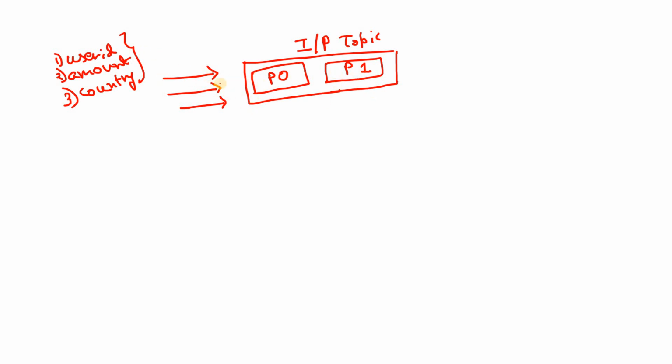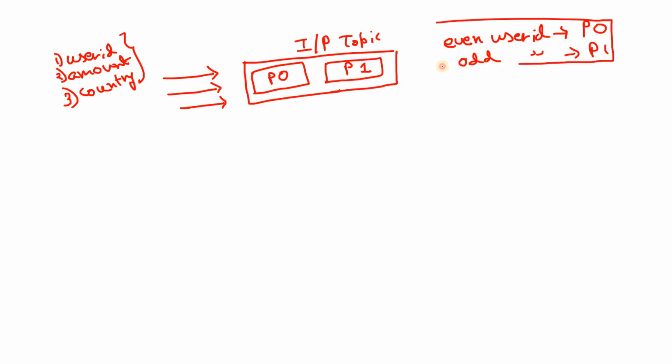In the producer, the code to partition the data is written such that if the user ID is even, it will go to the P0 partition, and if the user ID is odd, it will go to the P1 partition. So all the even user IDs go to P0 and all the odd user IDs go to P1. Suppose that is how the partitioning logic is written within the producer. Let's consider there are 6 transactions for user IDs 1, 2, 3, 4, 5 and 6.